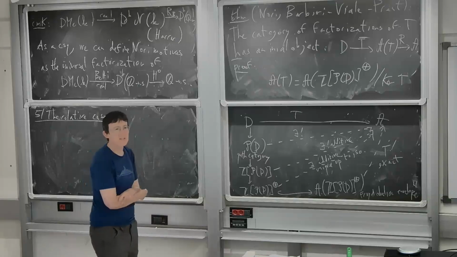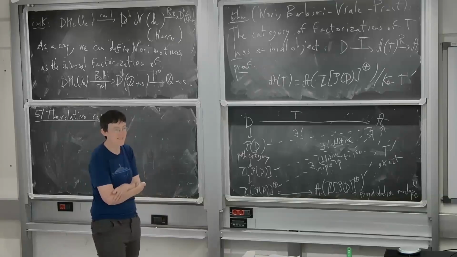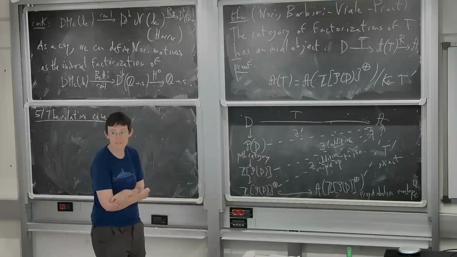So I guess it's a little bit... it's not that Nori motifs don't exist in characteristic p, it's that too many categories of Nori motifs exist in characteristic p.